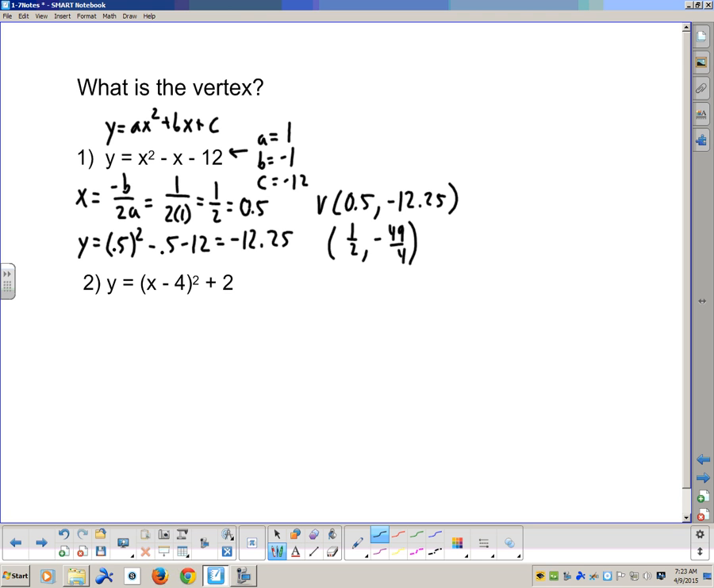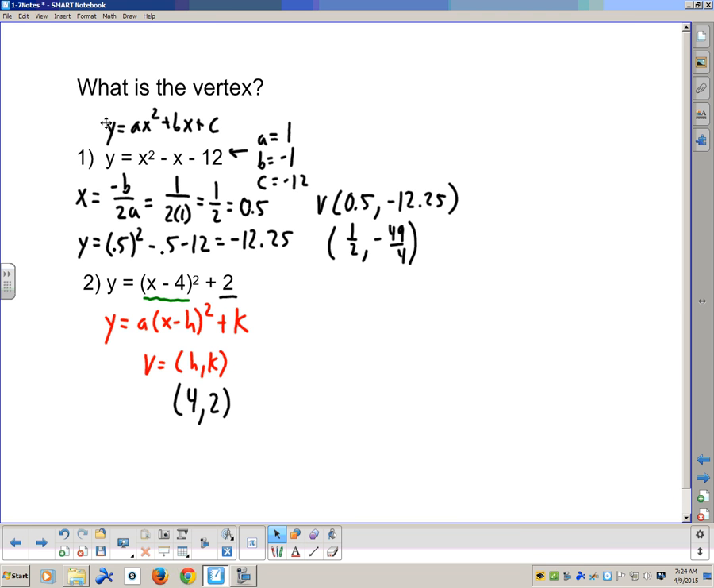So then number 2 here, if you remember, is in vertex form. Vertex form is a little bit different. We have y equals a times x minus h squared plus k, where your vertex equals (h, k). I personally always like to look underneath the parentheses and think, how do I get 0 there? I'd get 0 in there when x is 4. And then I just write down what's on the outside, which is a 2. So however you want to look at that, the vertex (h, k) in this case is (4, 2).